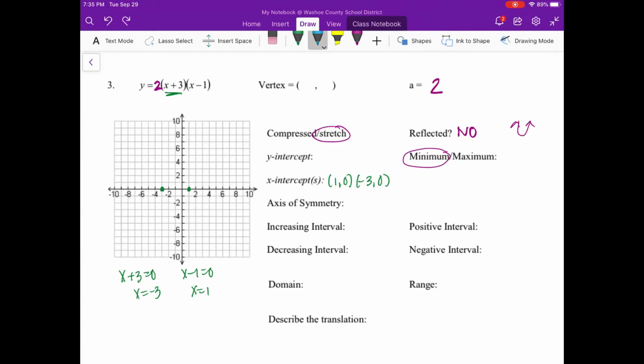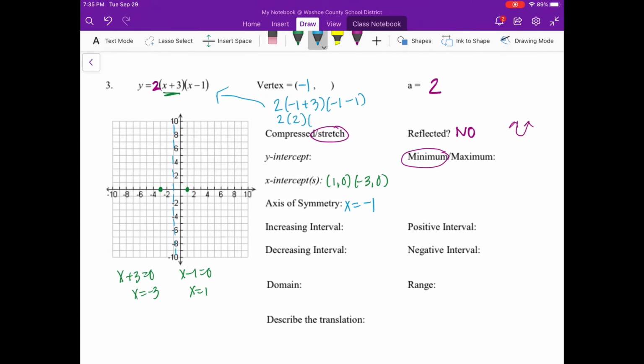So now that we have our x-intercepts, we have to find the middle point here. And for the middle point, we have to first count. We have 1, 2, 3, 4. So half of 4 is 2, which means that my middle point is going to be at -1. So that's the axis of symmetry at -1. That's going to be the x value of my vertex. And then I'm going to use that x value of my vertex and substitute it into the original function. So I have 2 times (-1 plus 3)(-1 minus 1). And then go ahead and simplify that.